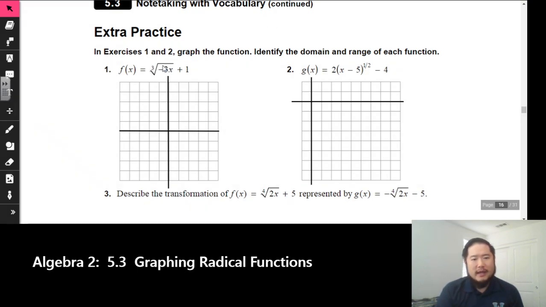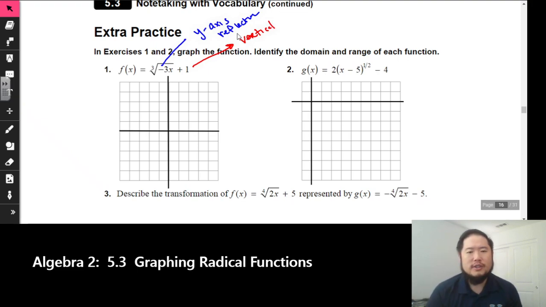Right here, this negative, it's on the inside of the radical. It's directly with the input. So that right there should tell me we have a y-axis reflection. Out here with the +1, it's on the outside, so it's affecting the output. That's going to be vertical translation. Okay, so vertical shift, up 1 unit.